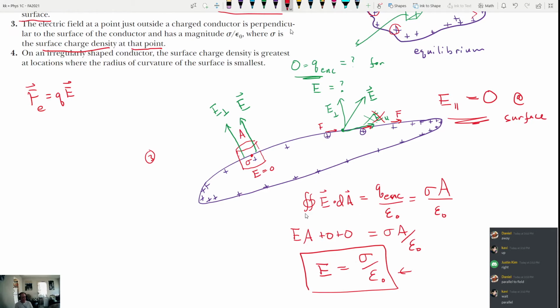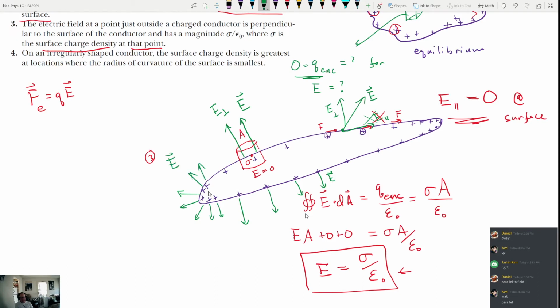And one thing I'll say here is that that electric field has to be perpendicular everywhere. So anywhere you have a surface here, the electric field is always going to be perpendicular. Over here it's going to point like this, like this, like this, like this, perpendicular at every single point of the surface.